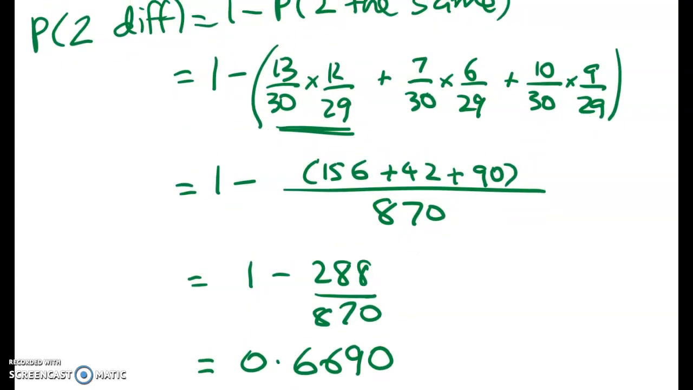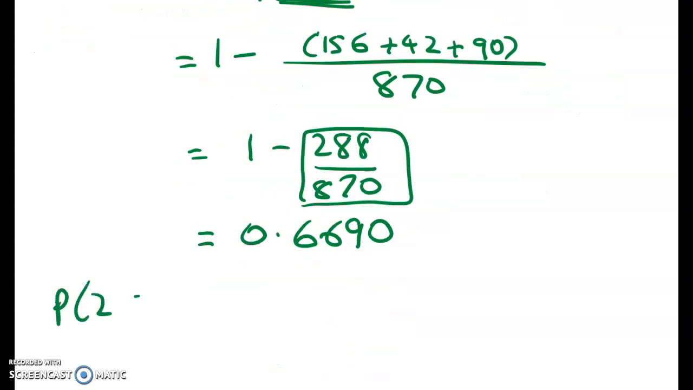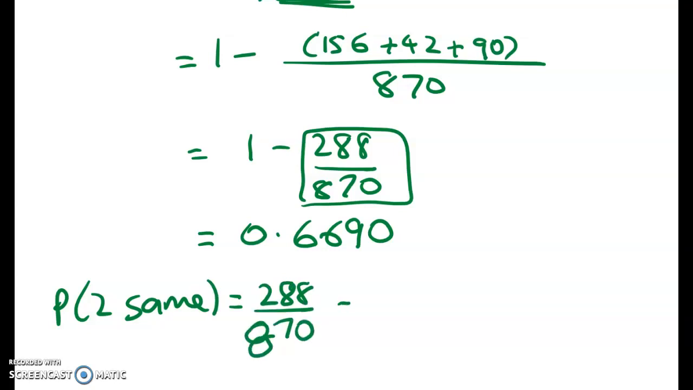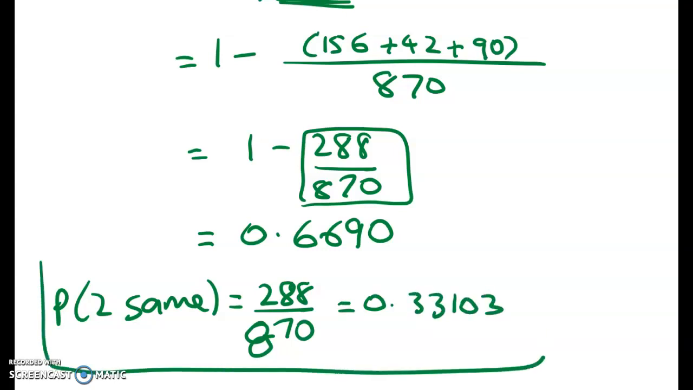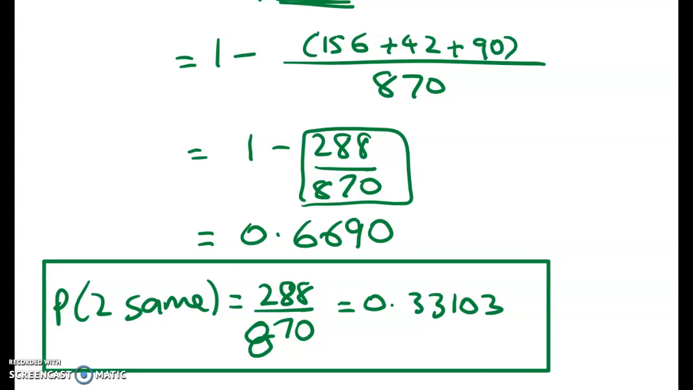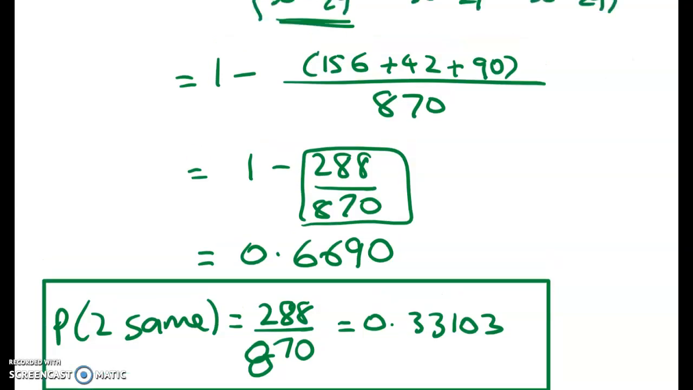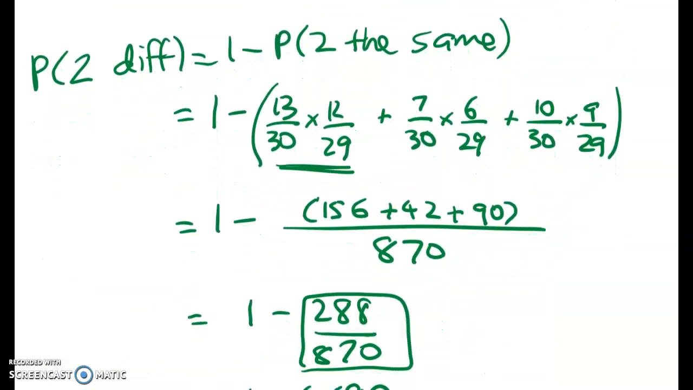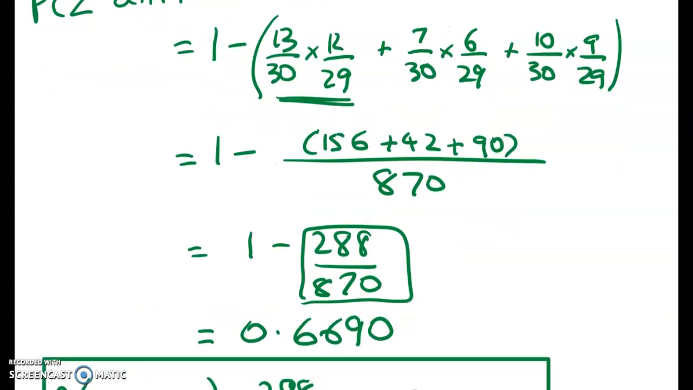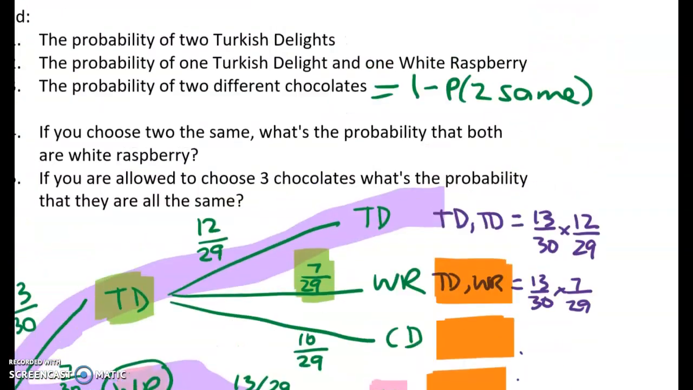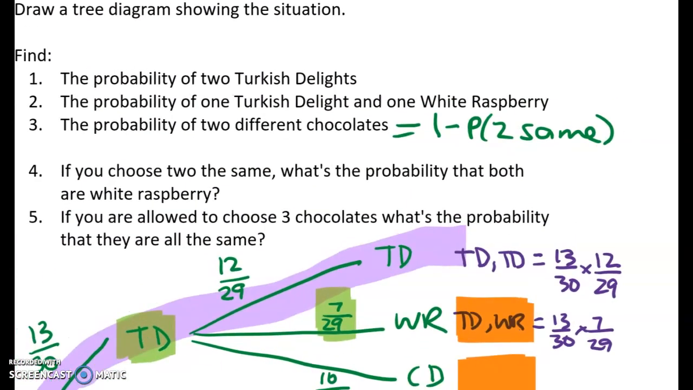So along the way, we worked out the probability of getting 2 the same, right? So the probability of 2 the same is that 288 over 870, which is 0.33103. Now, I'm writing that down because we're going to use that, I think, if I remember rightly, in the next question. So just going over this one, we've just found the probability of getting 2 different chocolates is 0.6690. Right, let's go back up. Okay, we are going to use that probability.